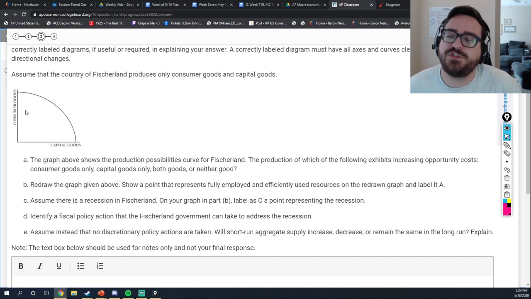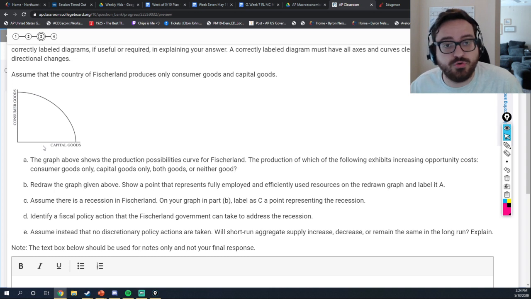Again, quick refresher, consumer goods are goods that are immediately used up. Think most food applies as a consumer good. Capital goods are technology, tools, machinery. Capital stock, capital goods, capital, whatever. It's all the same thing. It's things we use to make stuff. Not natural resources, man-made stuff. So like tools, technology, machinery.